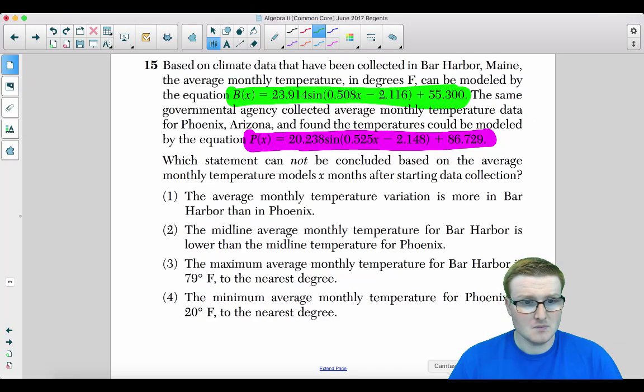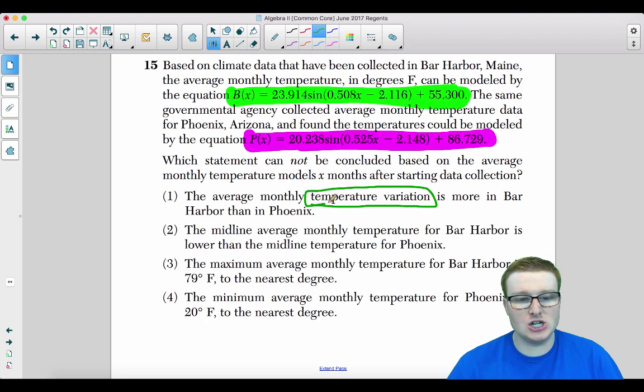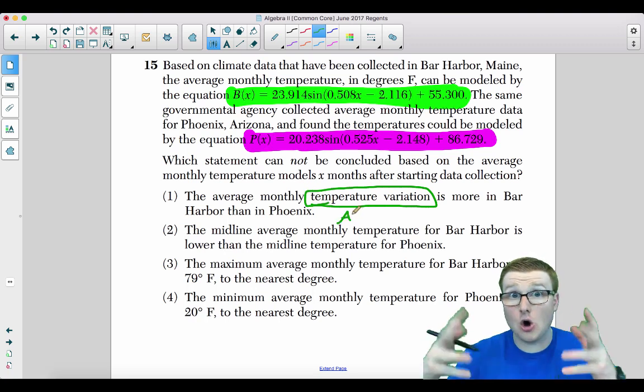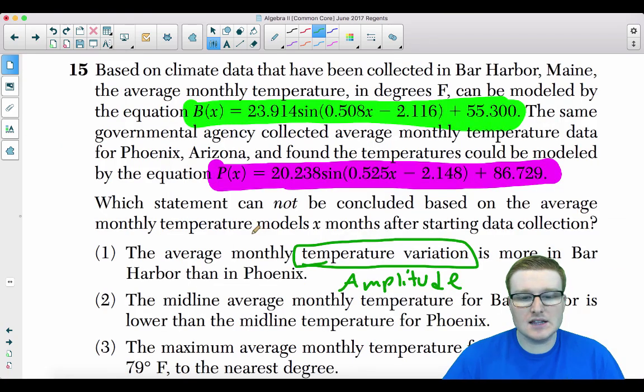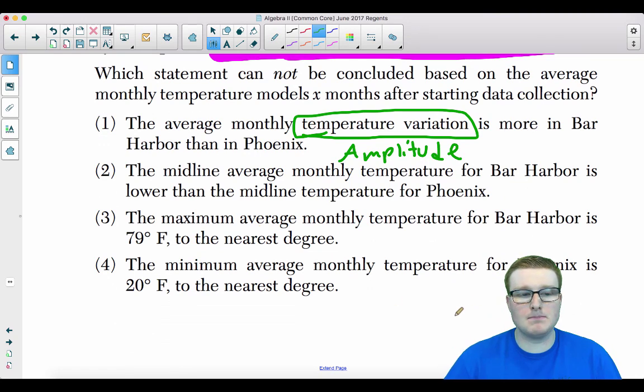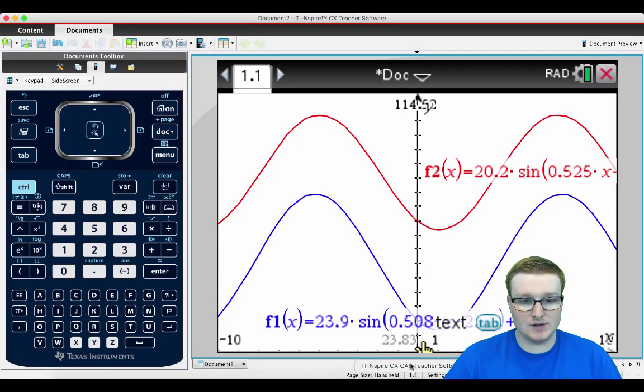So, let's take a look at this. The average monthly temperature variation is more in Bar Harbor, Maine than in Phoenix. So here's what it's saying. Temperature variation is a code word for amplitude. So it's basically saying, is the amplitude more in Bar Harbor, Maine compared to Phoenix?